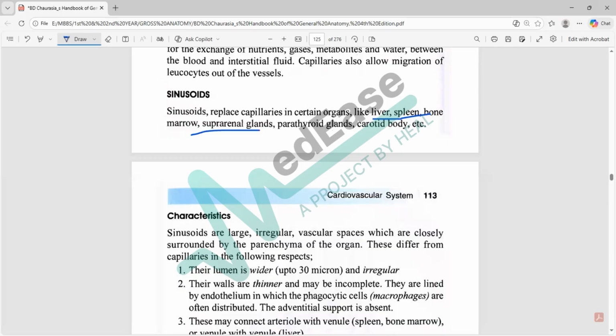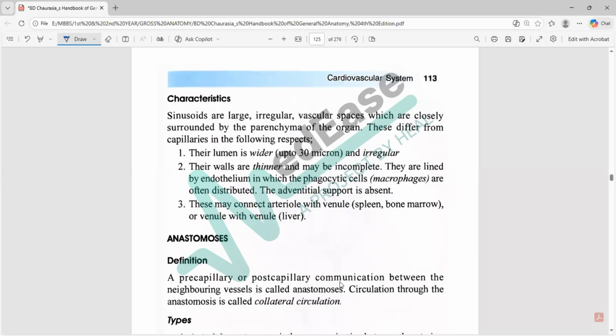Now we have already discussed the characteristics, but let us discuss them once again. Their lumen will be somewhat wider, their walls will be thinner, and they connect the arterioles with the venules. Their walls will be incomplete, lined by the endothelium, where phagocytic cells like macrophages are distributed, monitoring the contents of the capillaries mainly.